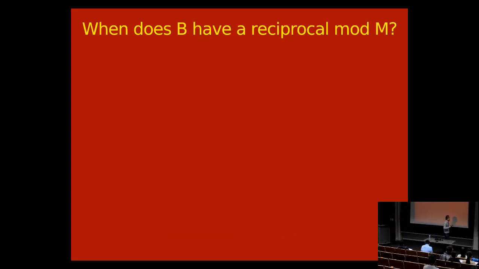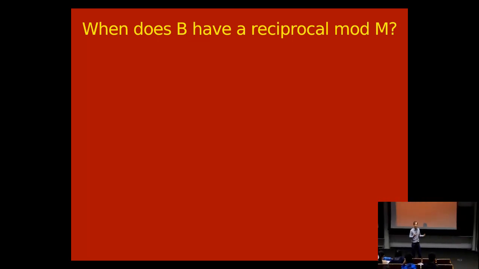Of course, it makes you ask the question, right? When is a number going to have a reciprocal mod m? When is b going to have a reciprocal mod m? Or when are we going to find a 1 in this row of the multiplication table, the bth row of the multiplication table mod m? Well, it has a straightforward answer, actually. b has a reciprocal mod m if there's some number k such that k times b is congruent to 1 mod m.